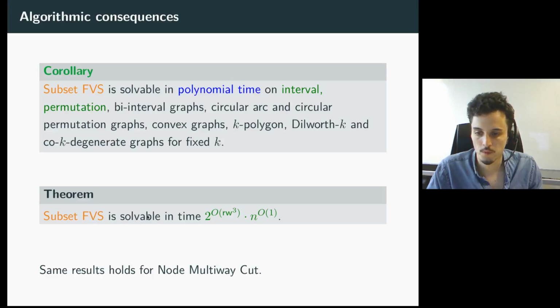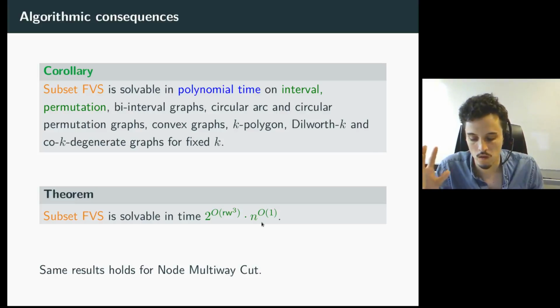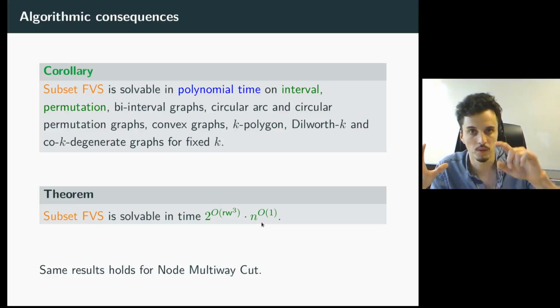For rank width, we prove that we can solve this problem in this running time. And this is the first algorithm for the problem, and also the first algorithm with a single exponential time. Before, we knew that subset feedback vertex set was FPT parameterized by rank width, because we can formulate it in SO1 and use a variant of Courcelle's theorem. But the algorithm we get from this theorem has a running time with an exponential tower.